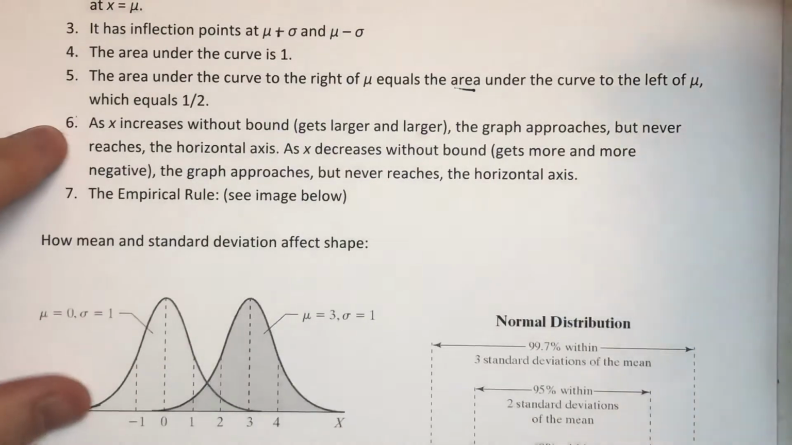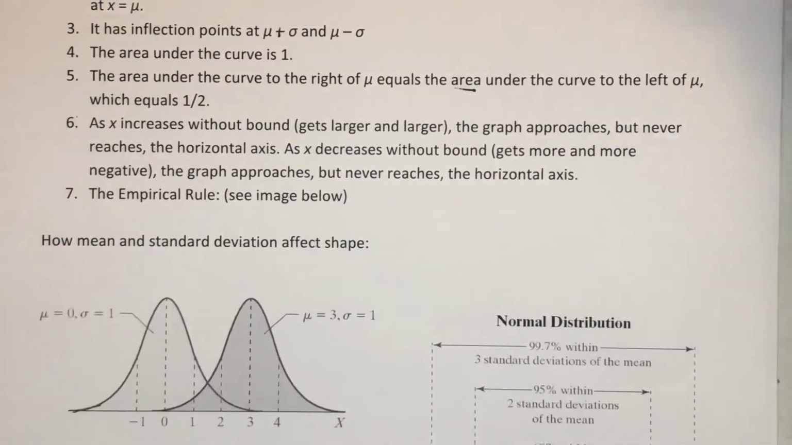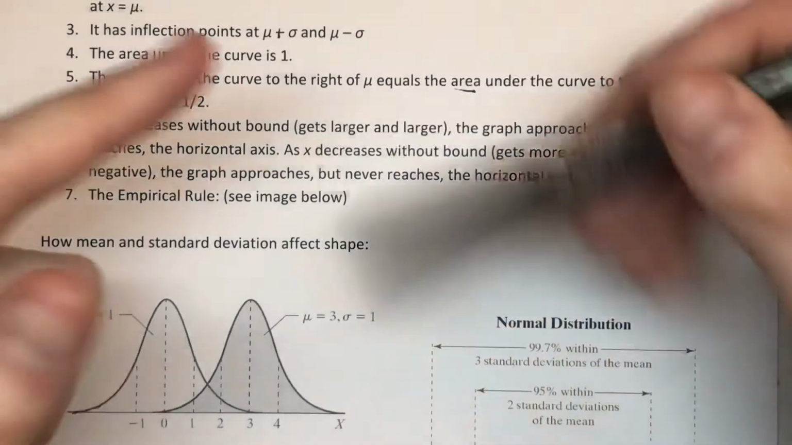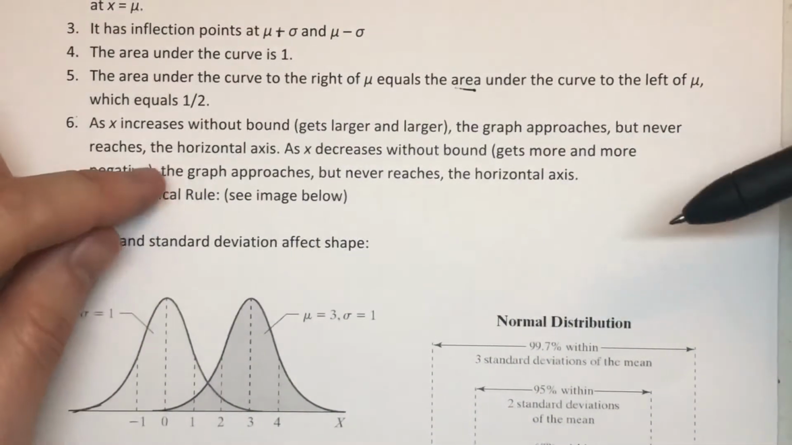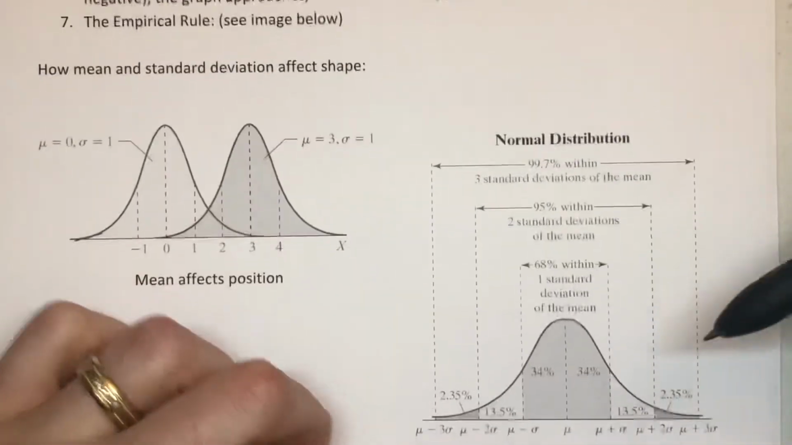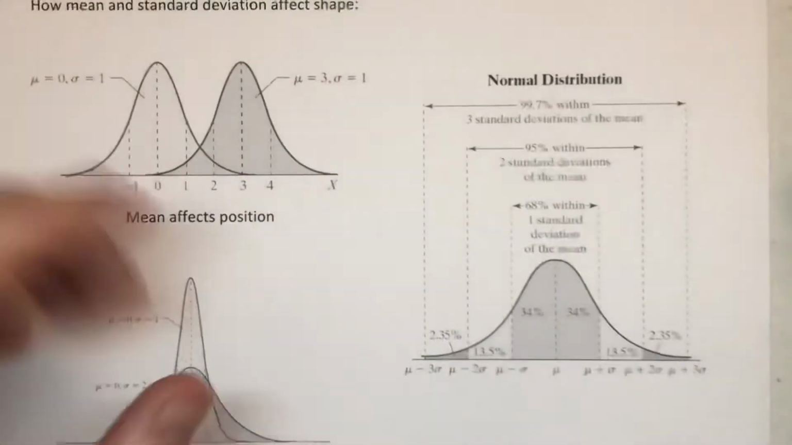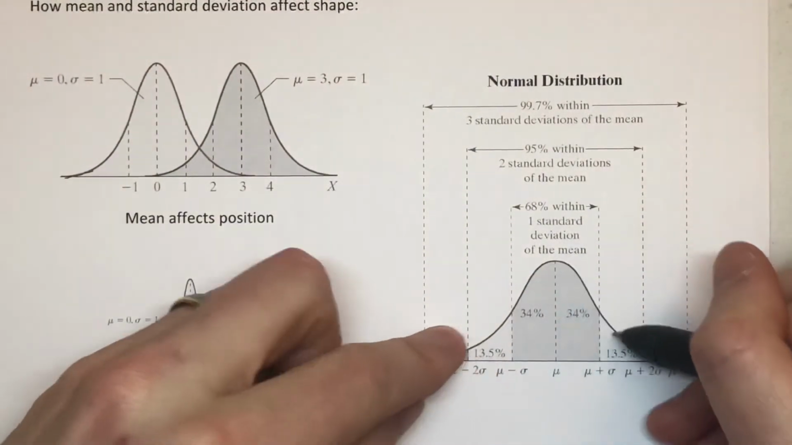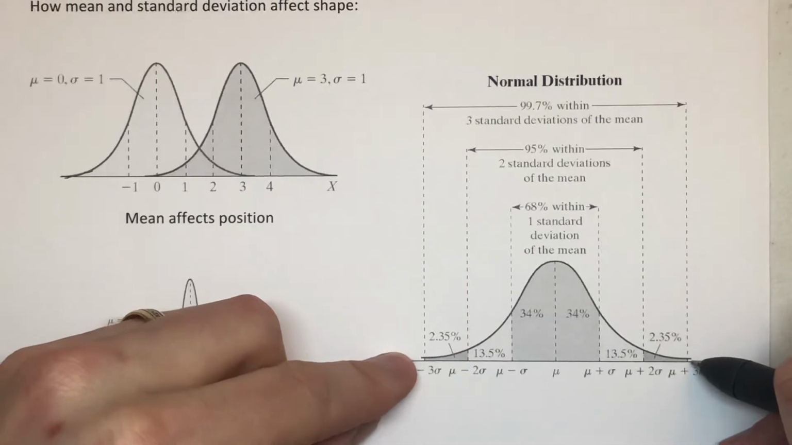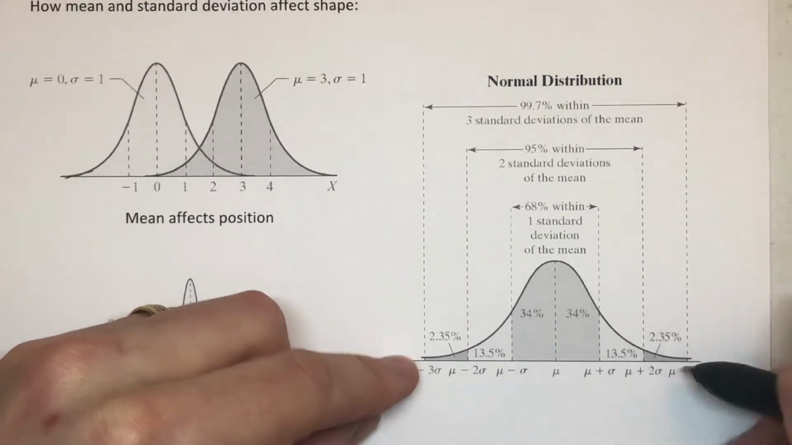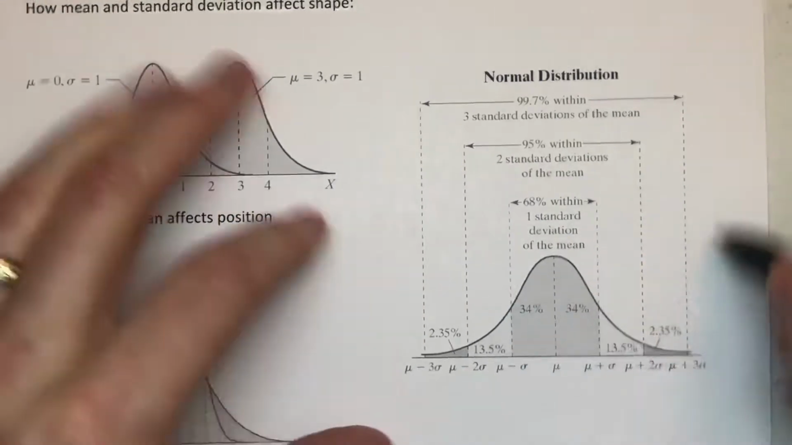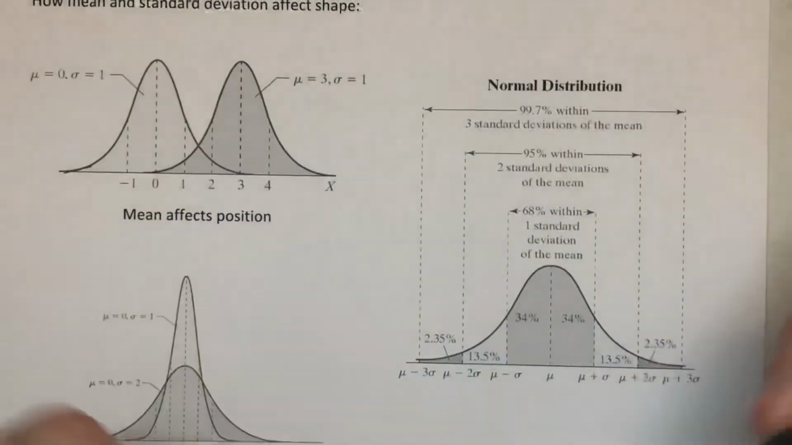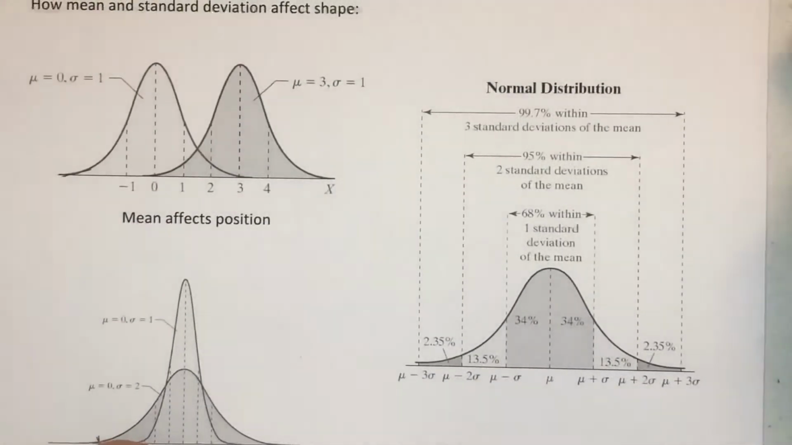So now, number 6 here, kind of wordy. As x increases without bound, meaning as you go left and right forever, the graph approaches but never reaches the horizontal axis. So theoretically, with a true theoretical normal curve, you've got this curve going out and it gets really, really close to the horizontal axis or the x-axis here. And we've talked about this too. We've talked about the empirical rule. In fact, this whole graph here is nothing but a summary of that empirical rule we learned.